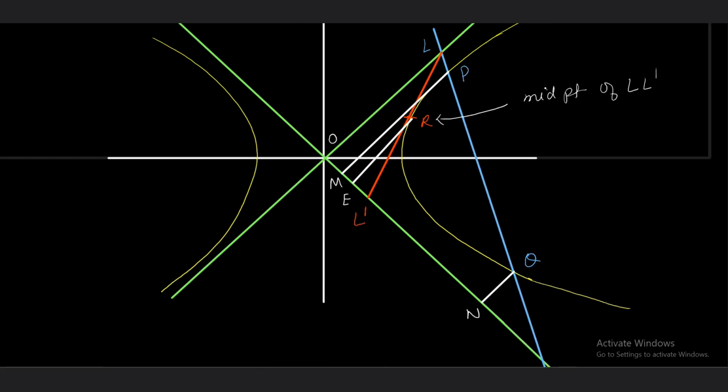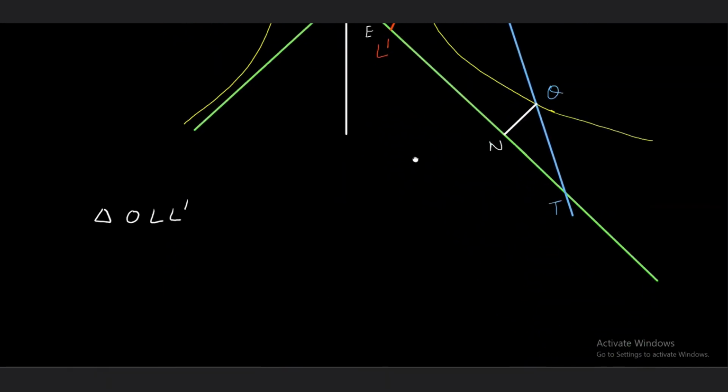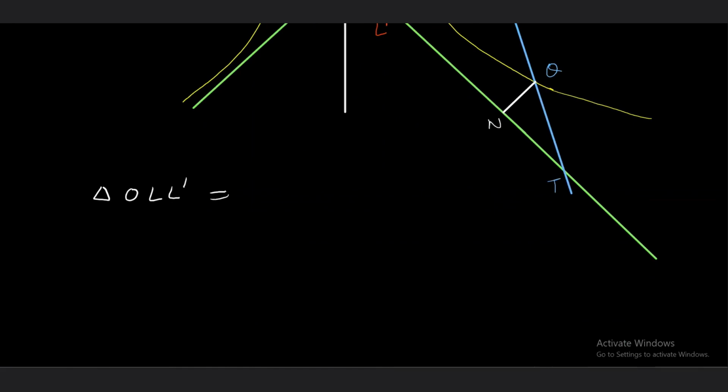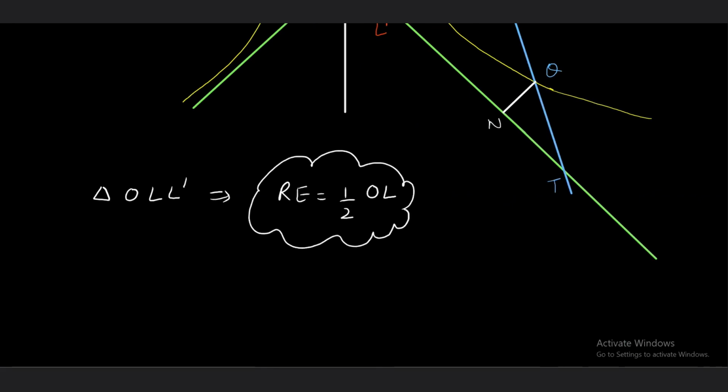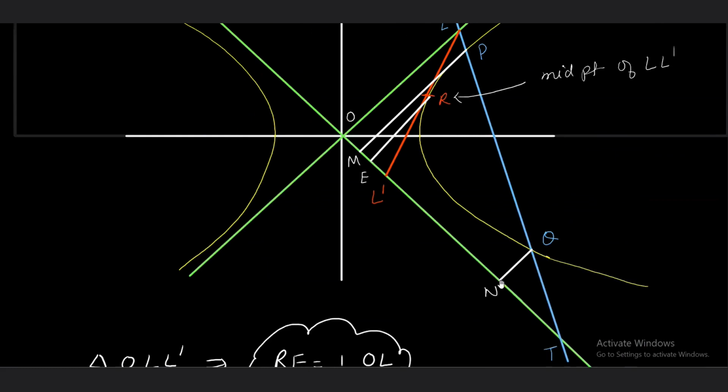So I'm going to write that RE length, that is going to be half of OL. So from here, RE length is equal to half of OL length. ठीक है? Relation हमें किस किस के बीच में चाहिए था? हमें चाहिए RE, PM and QN. So somehow if I am able to get the relation between PM, QN and OL, then also the question will be solved.